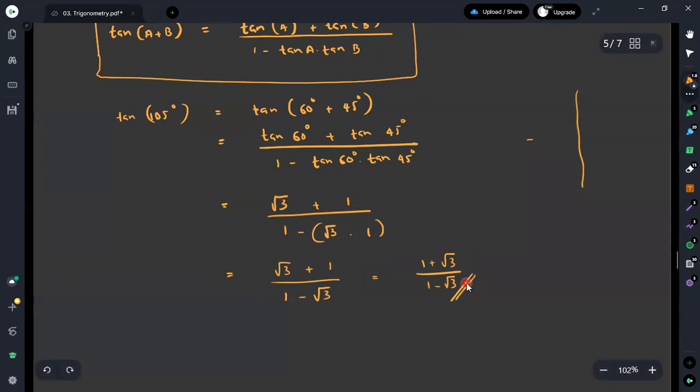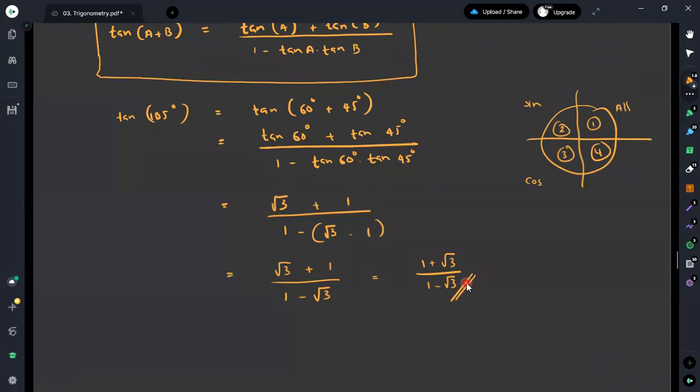Here in the previous session we discussed the quadrant rule. We know the first, second, third, and fourth quadrants. In the first quadrant all the functions are positive. In the second, sine is positive. In the third quadrant tangent is positive, and in the fourth quadrant cosine is positive. Now you can see that 105 degrees falls into the second quadrant. Since only the sine function is positive, we get all the others as negative.